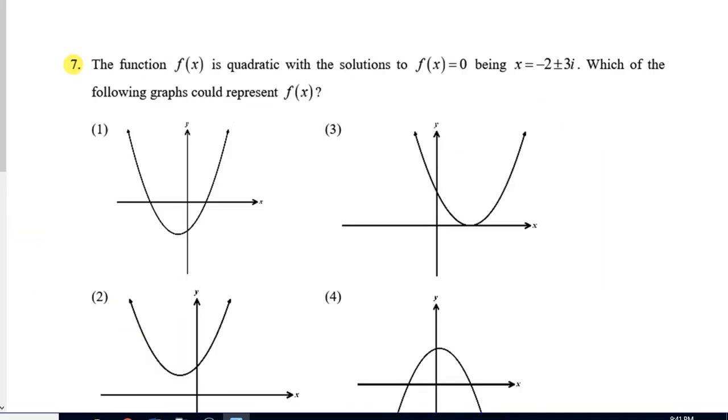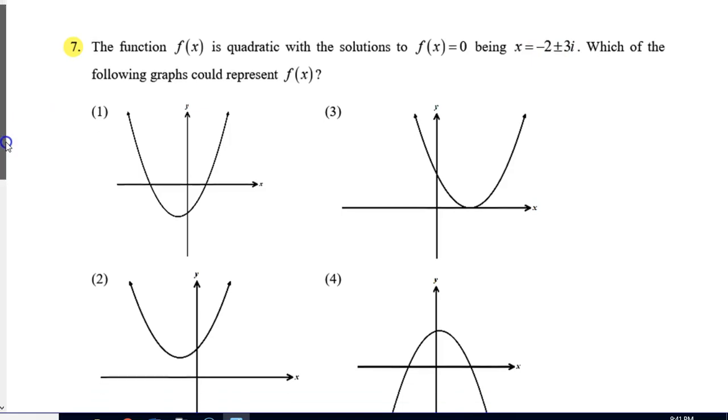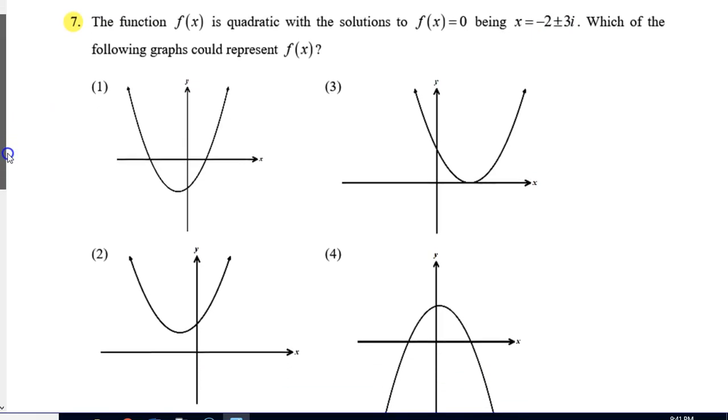On the next page. All right, so this one says, you don't know much about this function. F of x is a quadratic. Solutions are when the y value is 0, and these are them. So therefore, which could be the graph of f of x? Play the recording when you're ready.